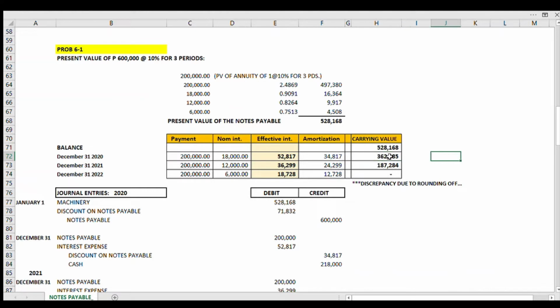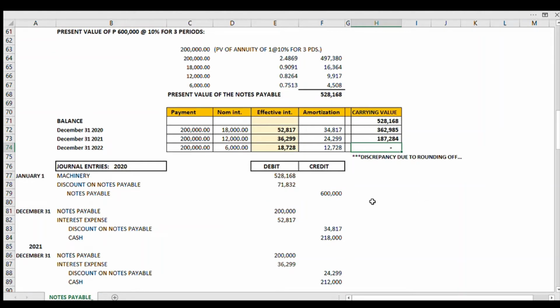No? The second year, that is 362,985 minus 200,000 plus 24,299. That is 187,284. For the third year, 187,284 minus 200,000 plus 12,728. Any discrepancy is going to be adjusted. That is only due to rounding off issues. Okay, so wala na tayong balance on the third year kasi binayaran na yan in full.